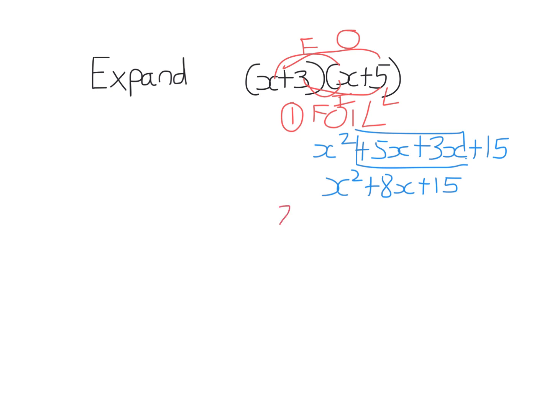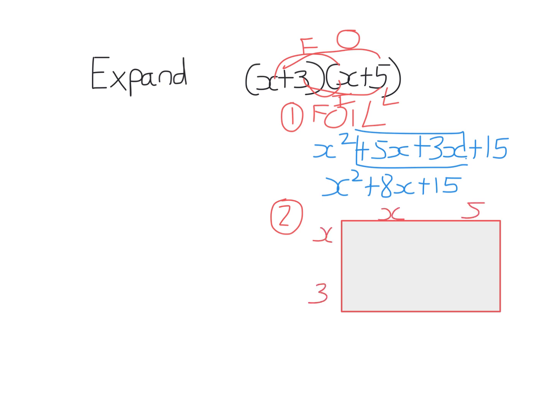Now let's look at how you might get that answer if you want to draw the rectangles. So we'll draw a rectangle here. We're multiplying x plus 3 by x plus 5. So we'll divide these into rectangles like that. So the area of the large rectangle is x plus 3 times x plus 5, and we're going to find it by finding the area of each of the smaller rectangles and adding them up.